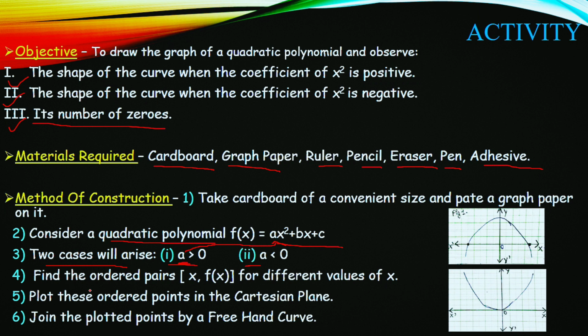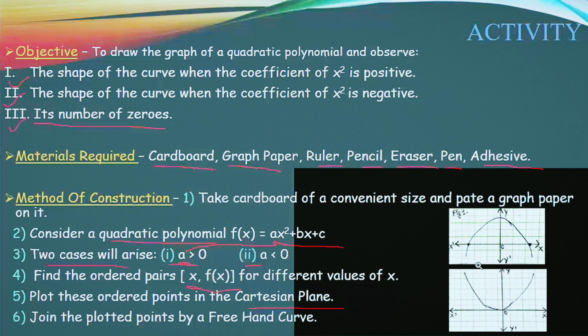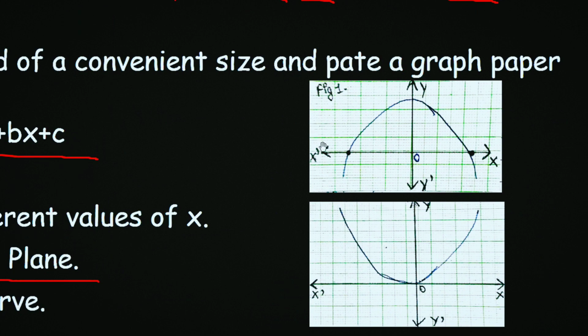So we'll find the ordered pairs x and f(x) for different values of x. Next, plot these ordered points in the Cartesian plane. You know the Cartesian plane? This is the Cartesian plane on the graph paper.